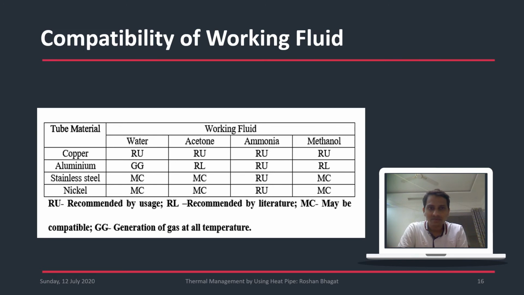Next one, aluminum, it may generate gases. Acetone recommended by literatures, ammonia is recommended by usage, methanol is recommended by literature. Stainless steel again may be compatible with water and acetone, recommended by usage for ammonia, then may be compatible with methanol. So next thing is nickel. So these are some of the things which we can say compatibility of the tube material with respect to the working fluid. So that is also one of the parameters that has to be taken into consideration while selecting a working fluid for a given experimental setup.